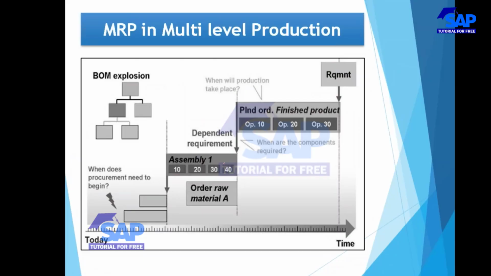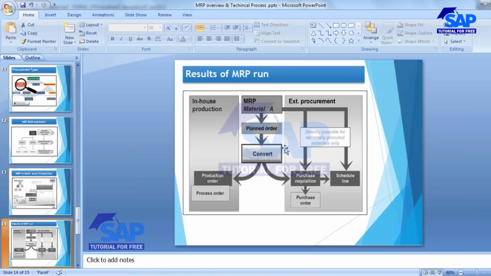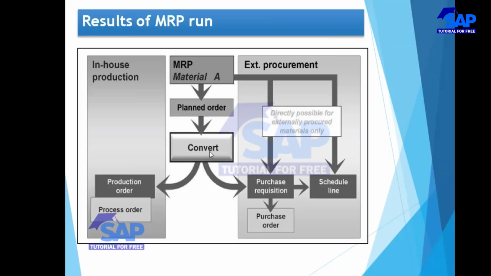Okay, so that's what MRP is. Now once the MRP is done, this I already explained. When you execute MRP, these are the final outputs. In case of in-house production, it will create the planned order first. They will convert this planned order to a production order, and production will start.